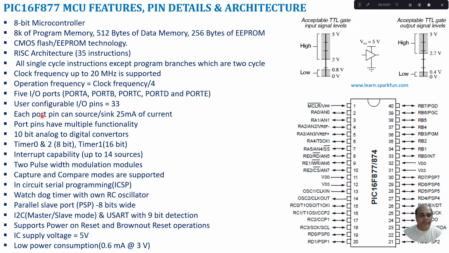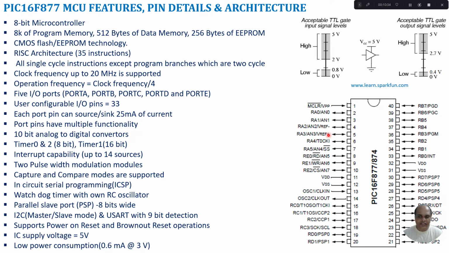Each port pin has multiple functionality. From the pin details, you can see that each pin has multiple functionality. For example, pin number 5, if I take, it can be used as a digital pin. RA3 is a digital pin. It can also be used as an analog pin. AN3 stands for analog channel 3, and it can also be used as a reference voltage pin for the ADC. So it can be used as a digital pin, analog pin, or as a reference pin for your ADC.